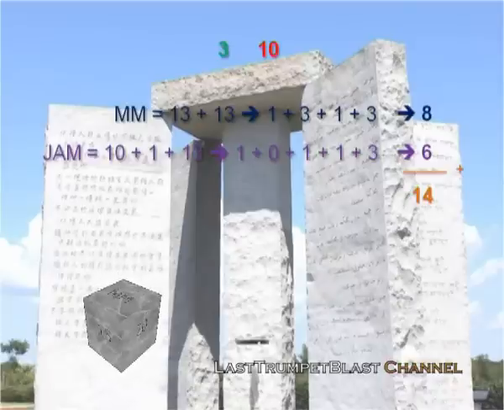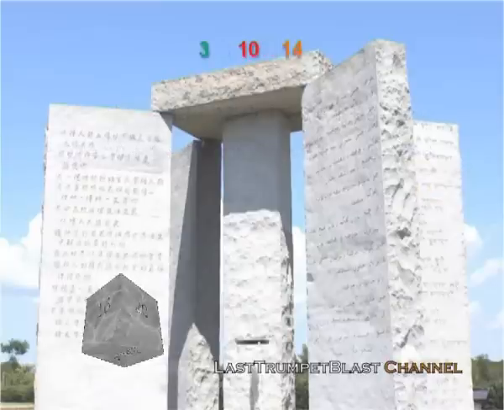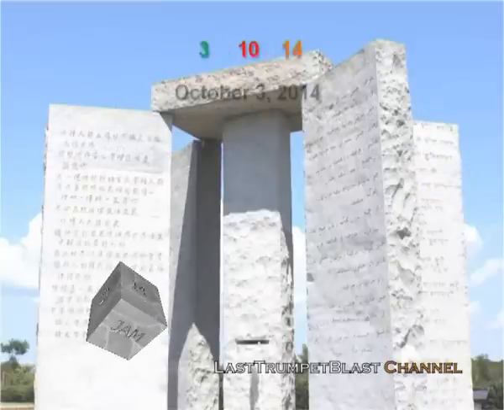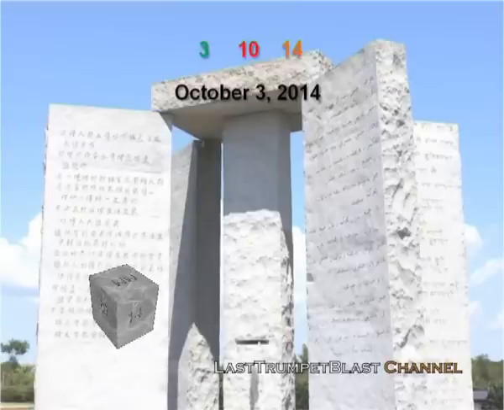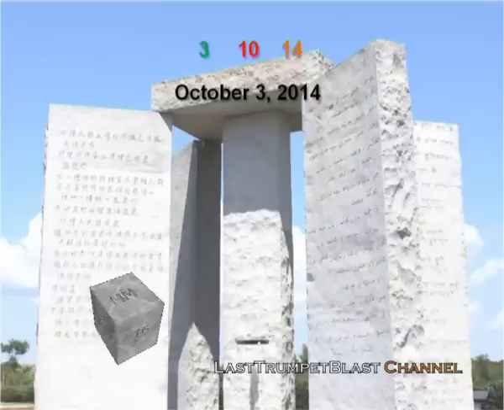The three numbers we get are 10, 3 and 14. I believe a date being October 3, 2014. I am not going to speculate what could happen on that date, but it is likely that it has everything to do with the start of the New World Order plan as laid out on the Guidestones.